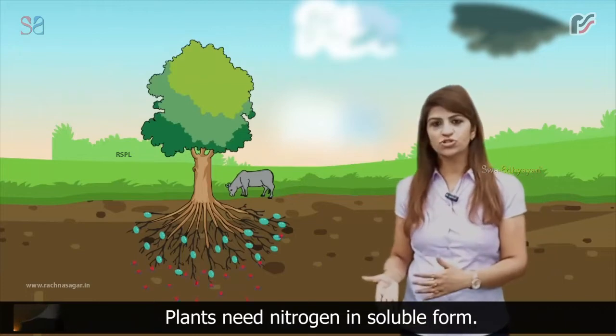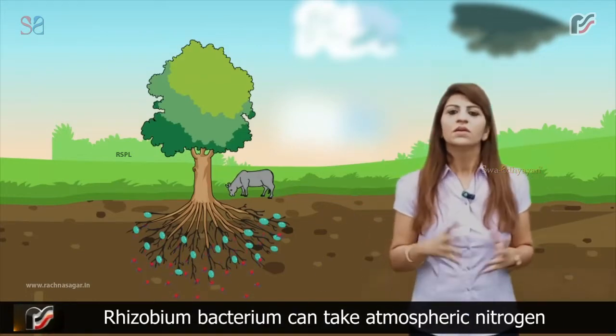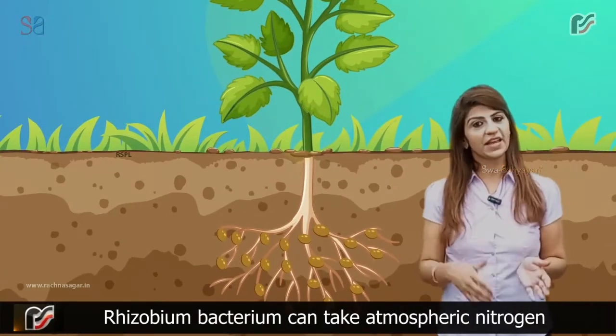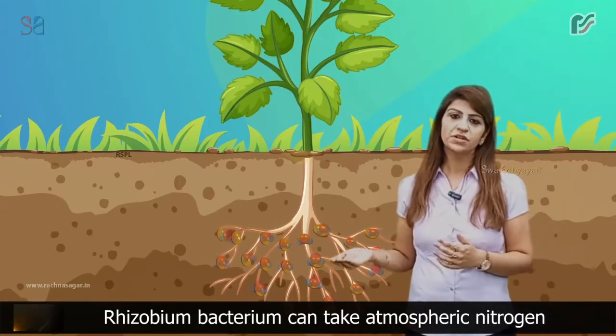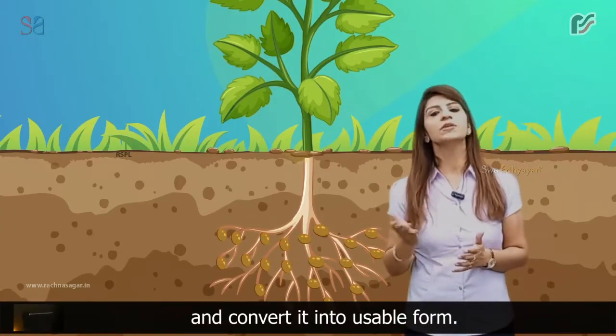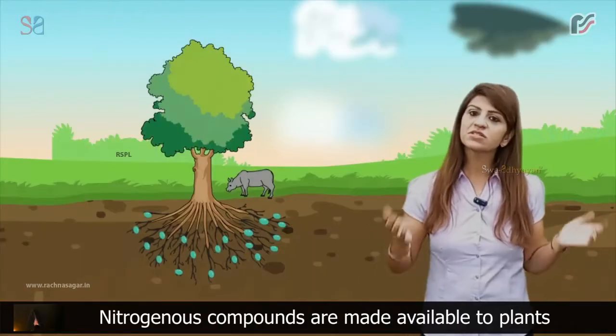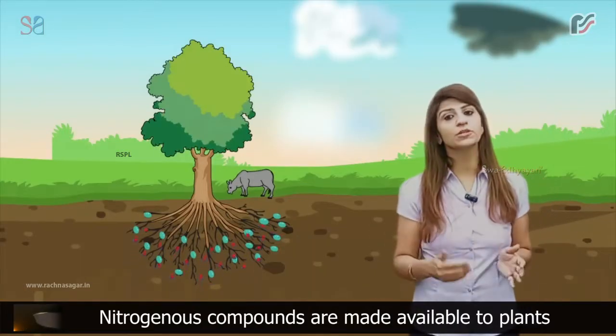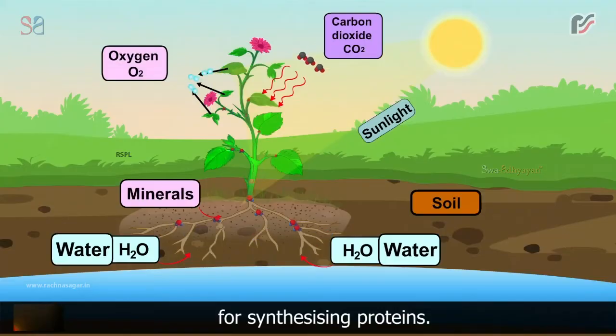Plants need nitrogen in soluble form. Rhizobium bacterium can take atmospheric nitrogen and convert it into usable form. Nitrogenous compounds are made available to plants for synthesizing proteins.